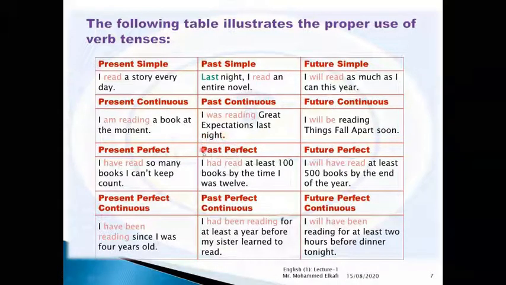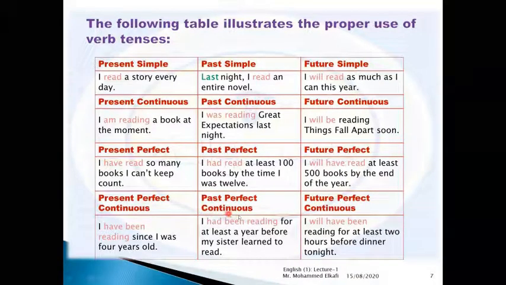The next tense is the past perfect tense. For example, here, we should think of the form: when we find he, she, it, or even I, you, we, they, all of the pronouns, we should use with them had plus past participle form. So in this example: I had read at least 100 books by the time I was 12.